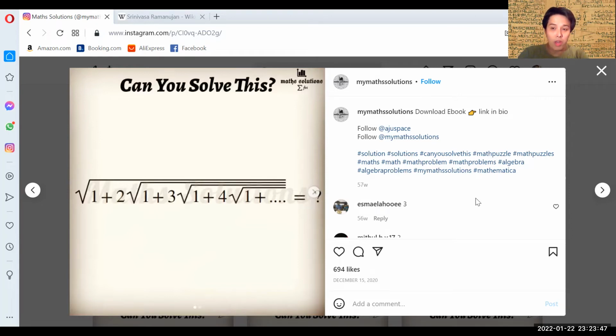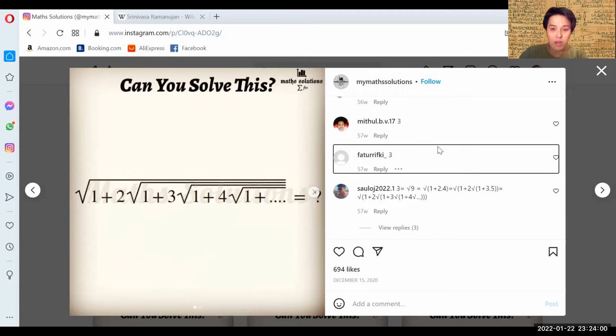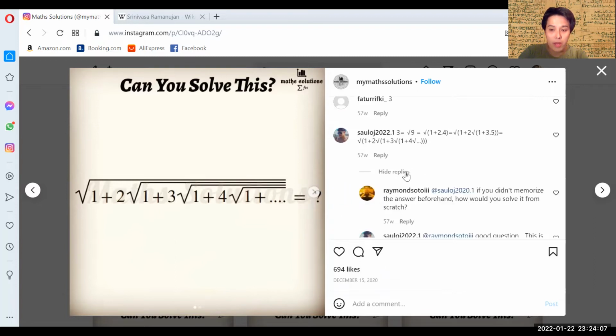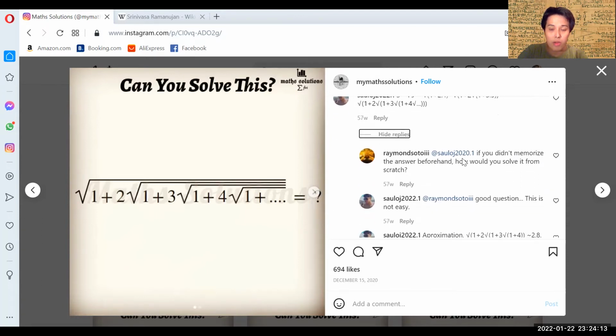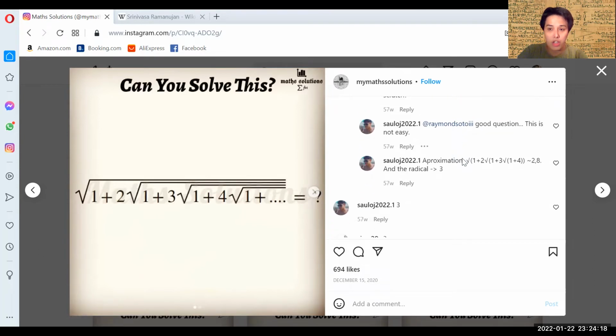Now, we all know that it is equal to 3. If you do research online, you can just find that it is 3. So not surprisingly, under the comment section, everybody got the answer 3. However, someone actually commented, if you didn't memorize the answer beforehand, how would you solve it from scratch? He says that it is a good question, not easy. He provided an assumption, a conjecture.